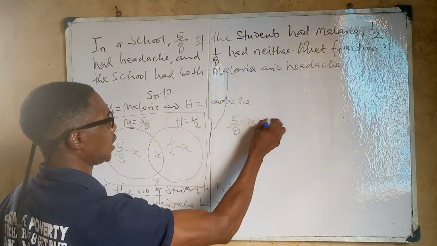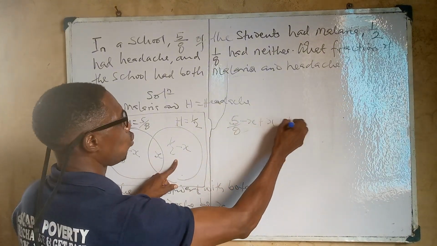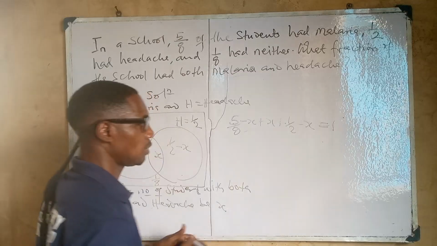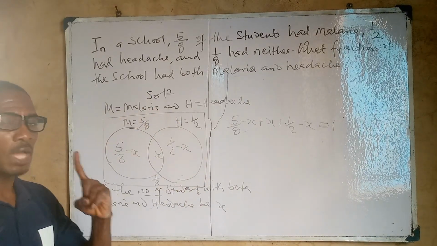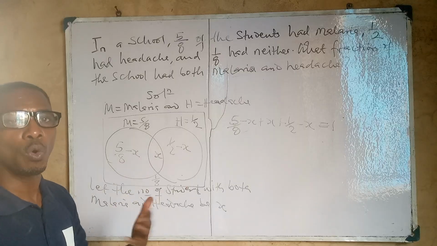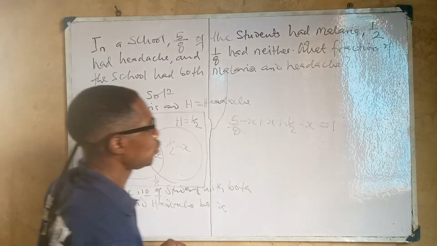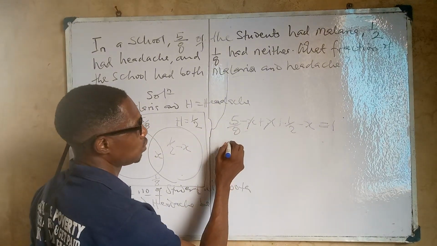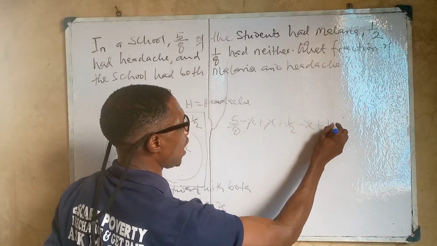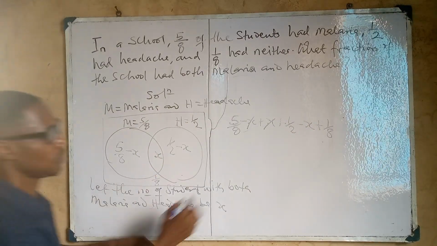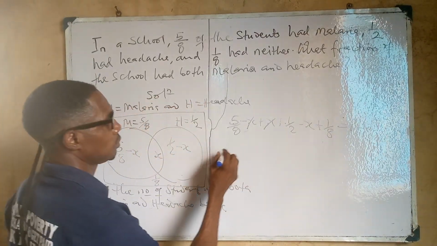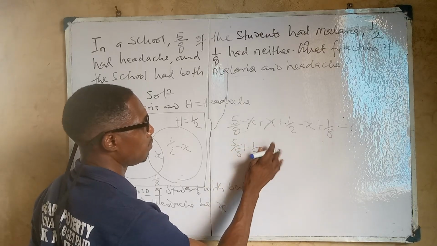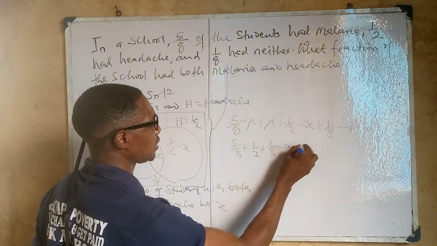So totally what we have is 5/8 minus x plus x plus 1/2 minus x plus 1/8 is equal to 1. Let me explain that. The whole of this is 1. The fractions are part of the whole, so you sum them to equal 1. Now minus x will take away plus x. So take care of this: I have 5/8 plus 1/2 plus 1/8 minus x equals 1.